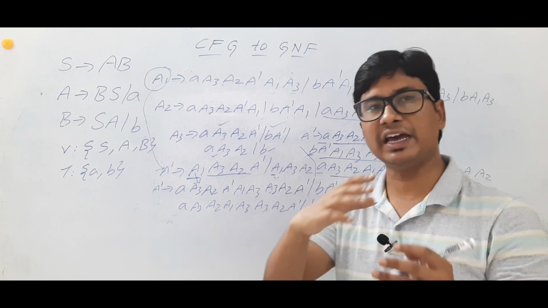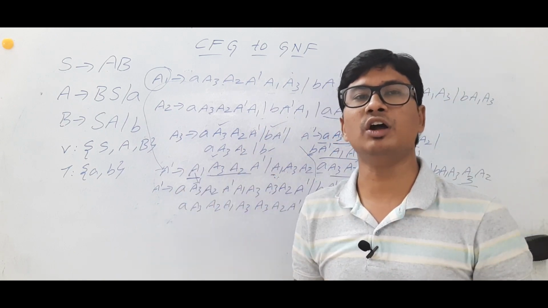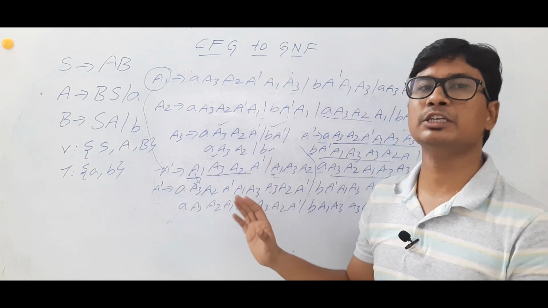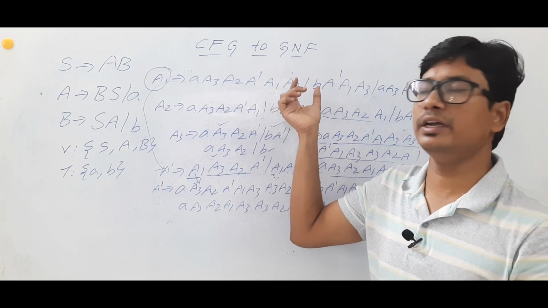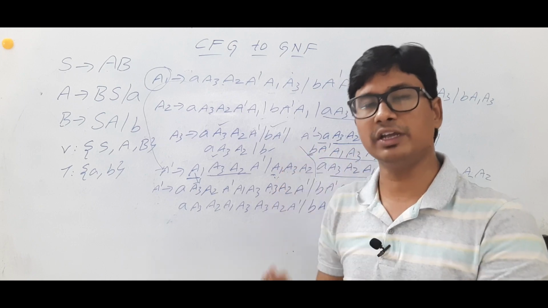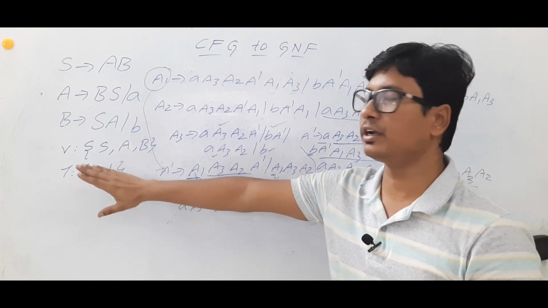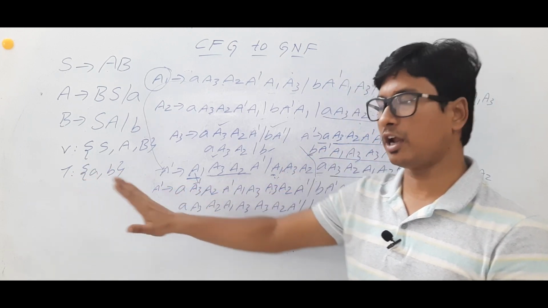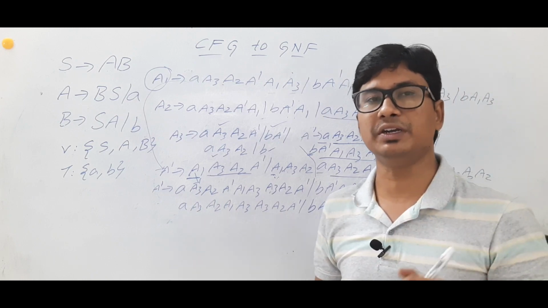A lot of people will directly write the formula so that you will not understand. That's why I have explained how I got the A dash determines beta A dash, those things. I have clearly explained how to convert the context free grammar to GNF with each step in detail.